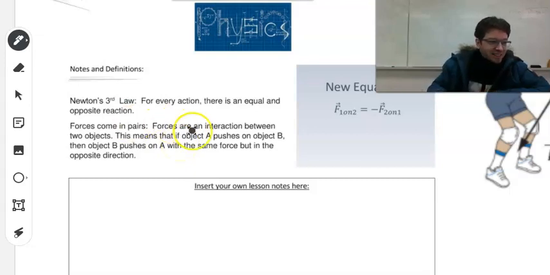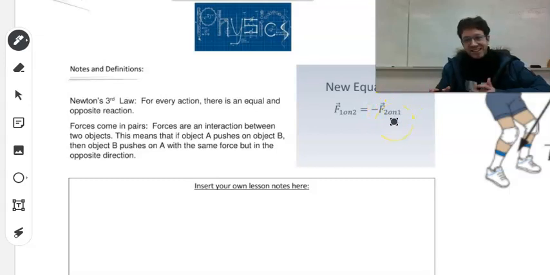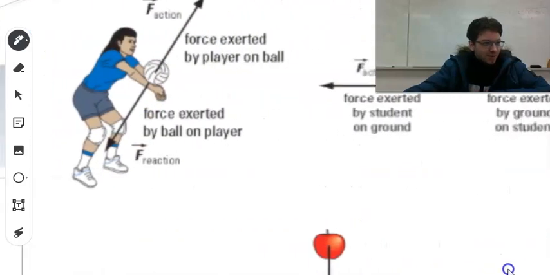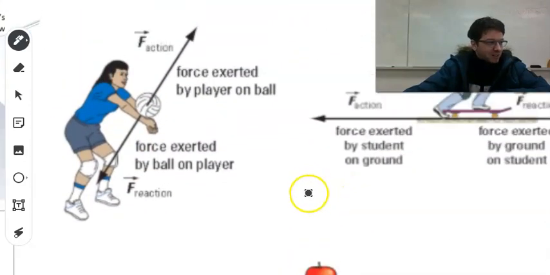So we can write this as an equation, if you like, where we say the force that object 1 puts on 2 is equal but opposite, so negative, to the force that object 2 puts on 1. Alright, that's easy to say, but what does that really mean? Let's go over some examples. So I have a couple examples here.